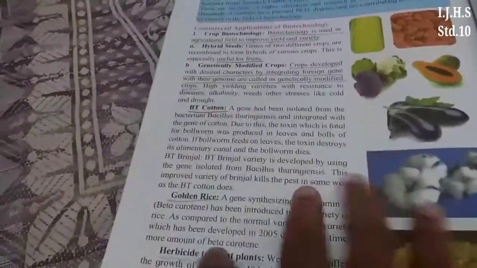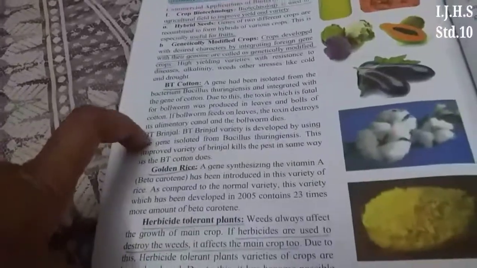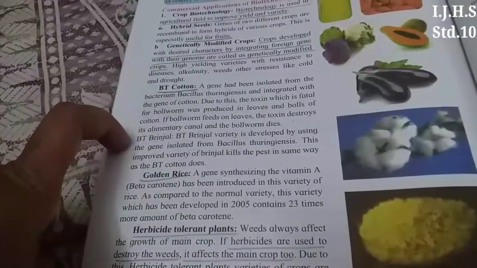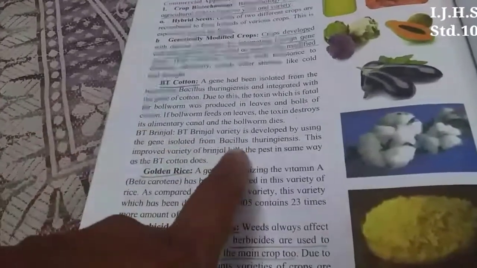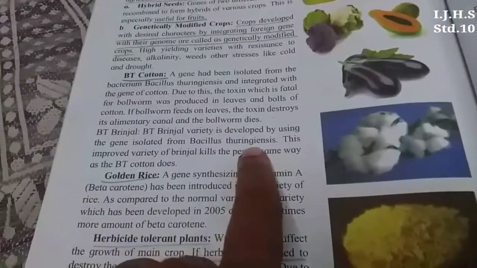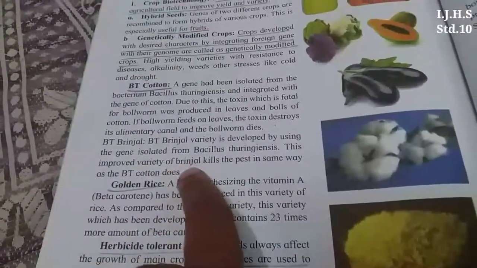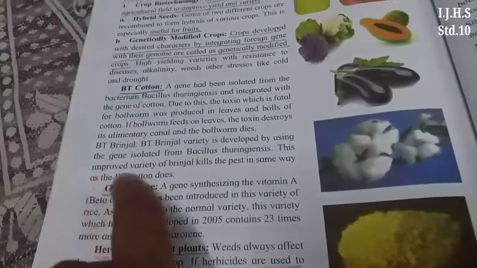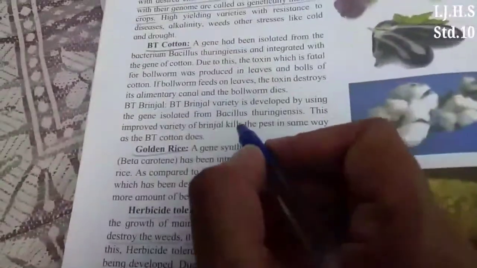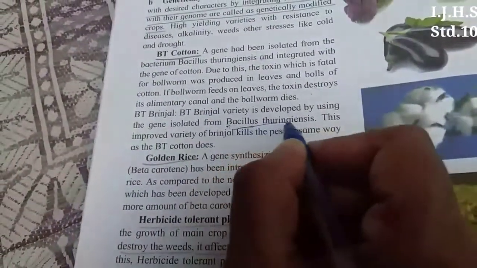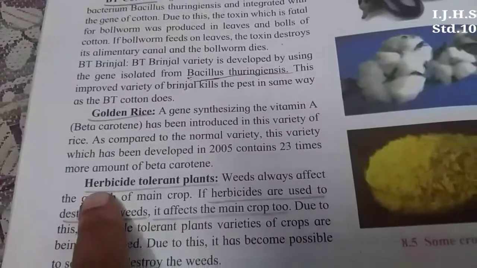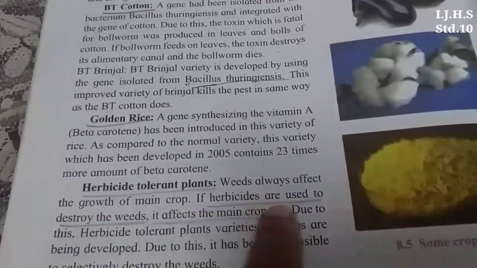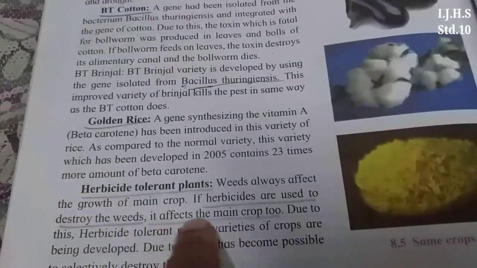Then in that we saw BT cotton, BT brinjal. In that, which microorganism plays an important role? The bacterium Bacillus thuringiensis plays the important role, which improves the variety of brinjal and kills the pest, in the same way as in BT cotton. So underline this bacterium, Bacillus thuringiensis. Then we saw golden rice. Then herbicide tolerant plant, which is used to destroy the weeds because they affect the main crop.